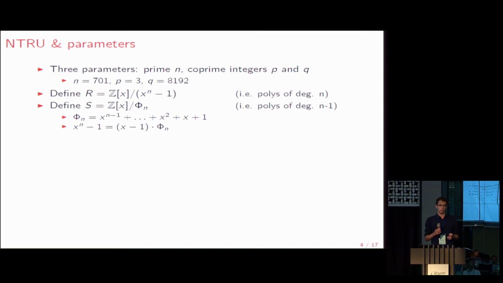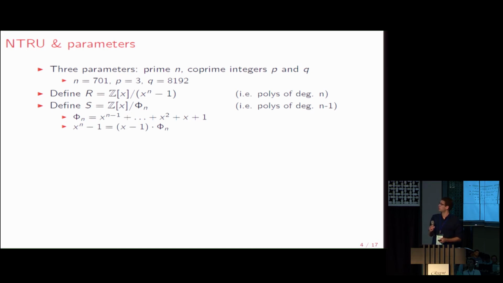There's a ring S, and it's defined over the nth cyclotomic polynomial. And the crucial part here is the relation between, let me see if the pointer works. Yeah, so there's a relation between the ring R and the ring S, and it's this multiplication by x minus 1.